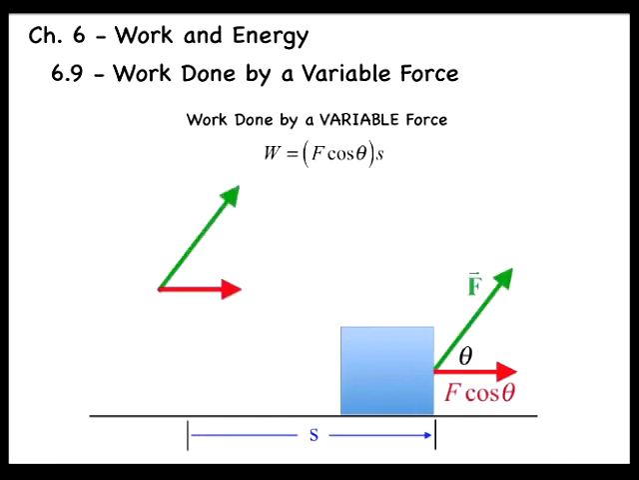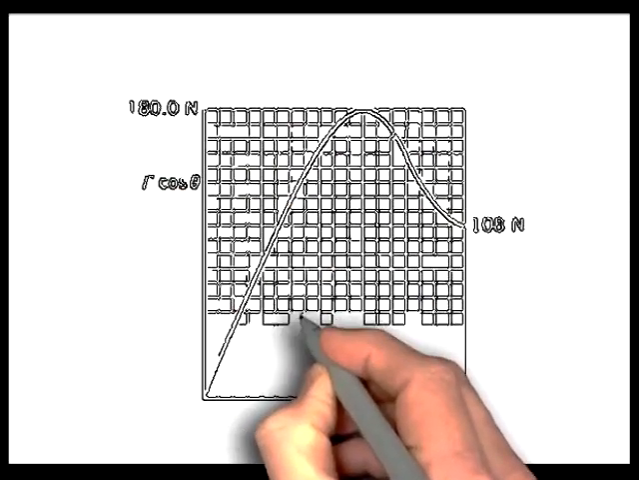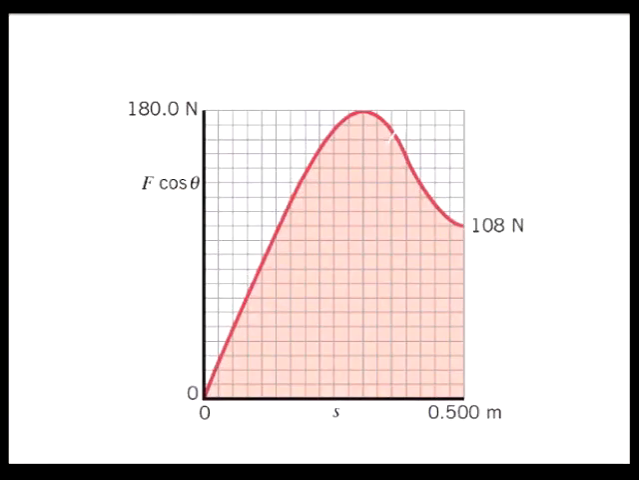Imagine, however, that the magnitude and the direction of the force change as the object is moved through a displacement s. One way to account for this changing force is to consider the F cosine theta versus s curve. We use F cosine theta rather than just F because it is the projection of the force in the direction of the displacement that matters when calculating the work.